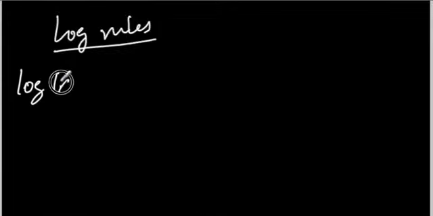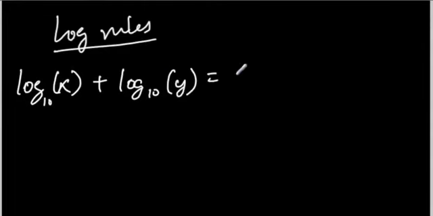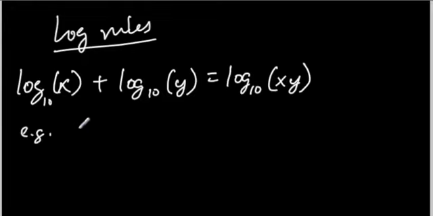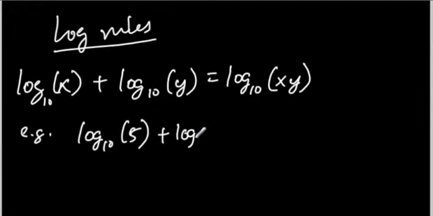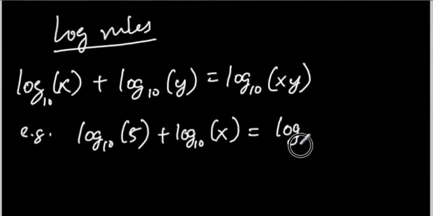So log of x plus, now I'm just going to say this is base 10, okay? So log base 10 of x plus log base 10 of y is equal to log base 10 of x times y. Okay, so let's give an example. Let's say I have log base 10 of 5 plus log base 10 of x. What that means is it's just log base 10 of 5x.